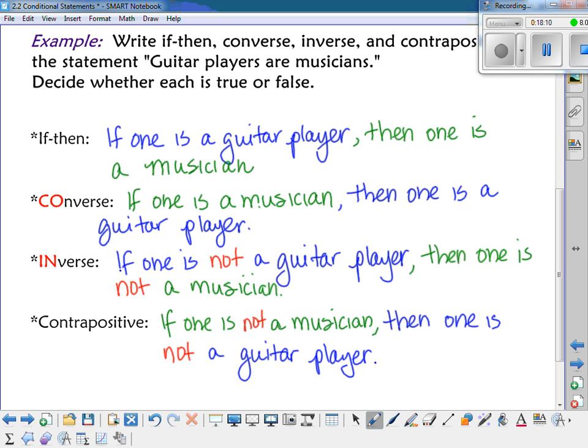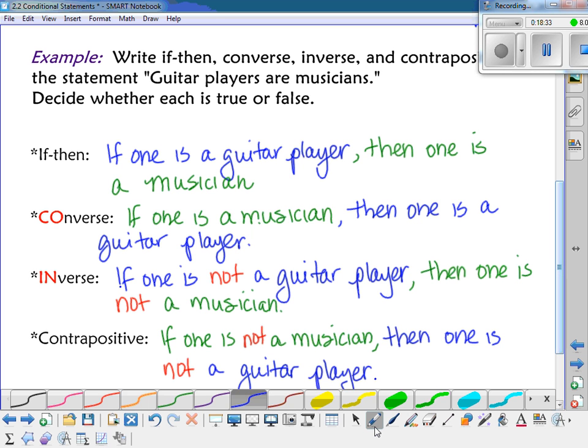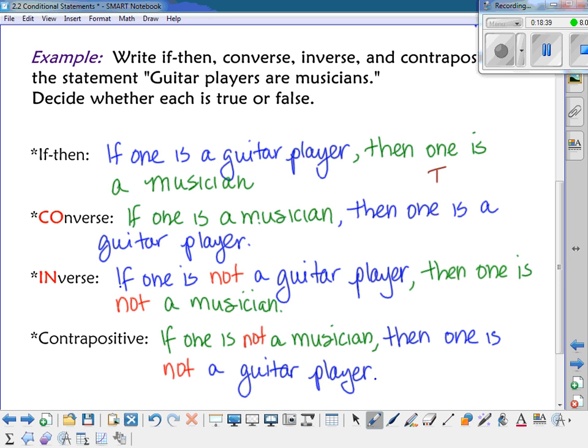Okay, so let's just go through that again. Our original if-then: if one is a guitar player, then one is a musician. The converse, we change the order. If one is a musician, then one is a guitar player. Inverse, I negate. If one is not a guitar player, then one is not a musician. And the contrapositive, we change the order and we negate it. If one is not a musician, then one is not a guitar player. So let's look at these statements and decide whether they are true or false. The first one, if one is a guitar player, then one is a musician. That's true.